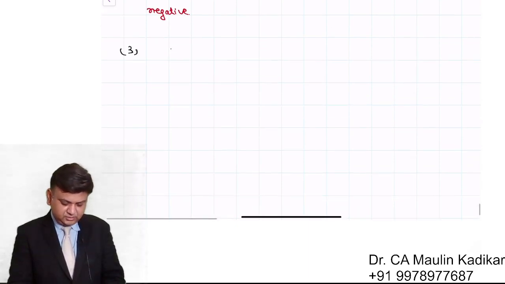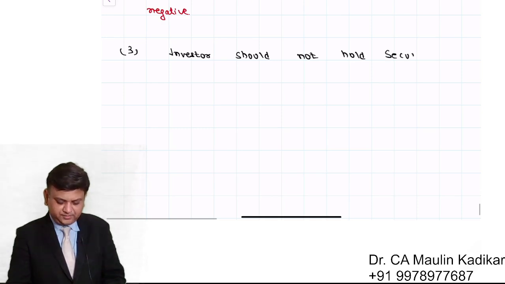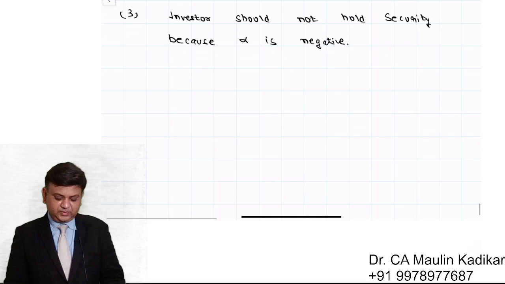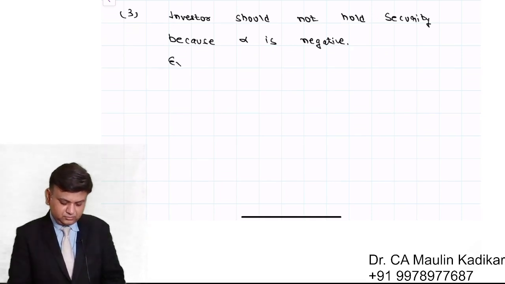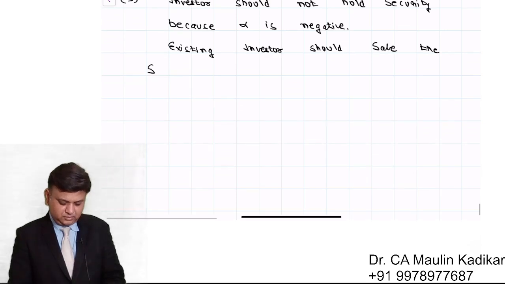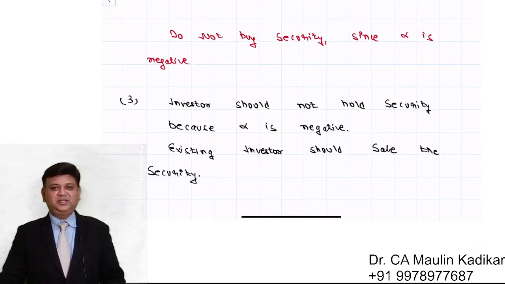Third question का आंसर, investor should not hold security because alpha is negative. उससे मैं लिखवा आगे, existing investor should sell the security. This is what we understand.